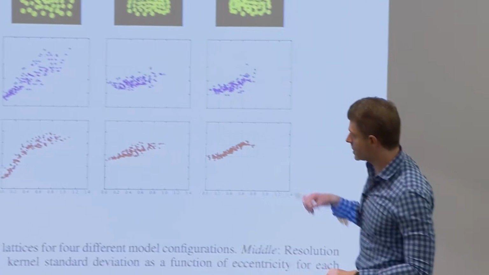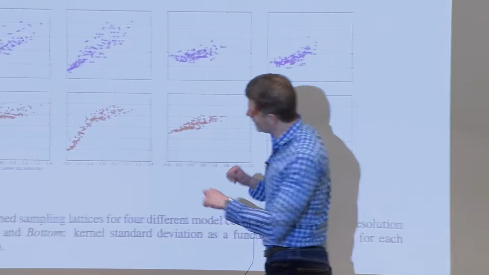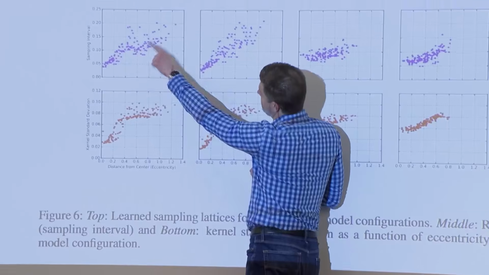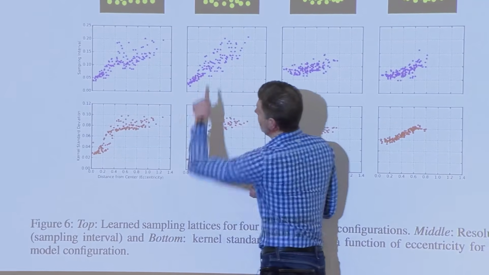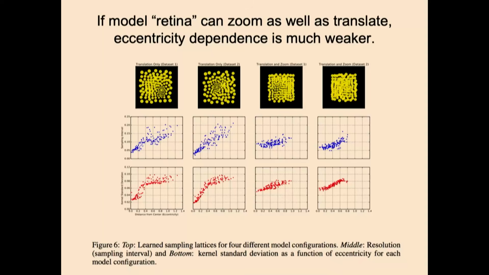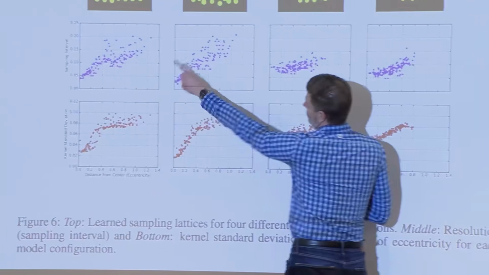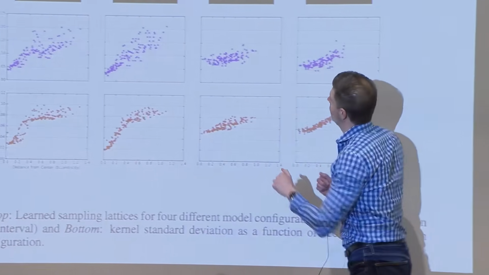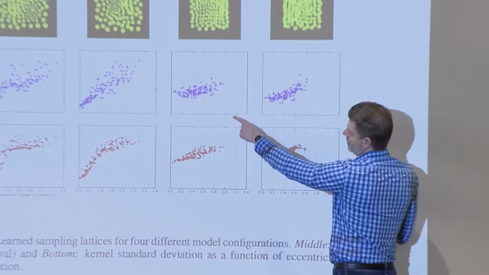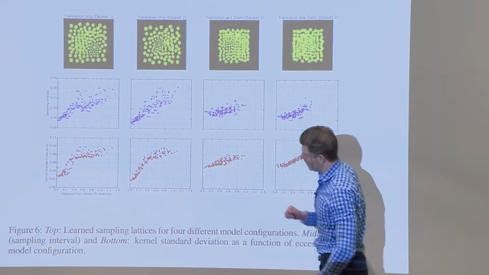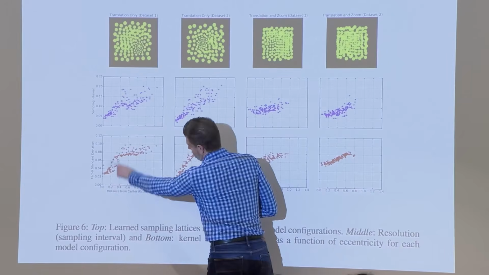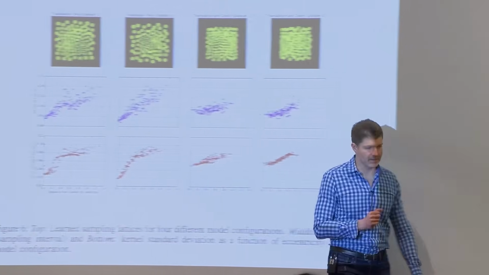And so what these graphs are plotting is the sampling interval, or the spacing between the receptors, as a function of the distance from what they define to be the center. And you can see that the spacing increases. And these are two different data sets that they trained it on. Whereas in the situation where the system can zoom, you see a much weaker dependence. Okay? And then this is the receptive field size as a function of eccentricity.